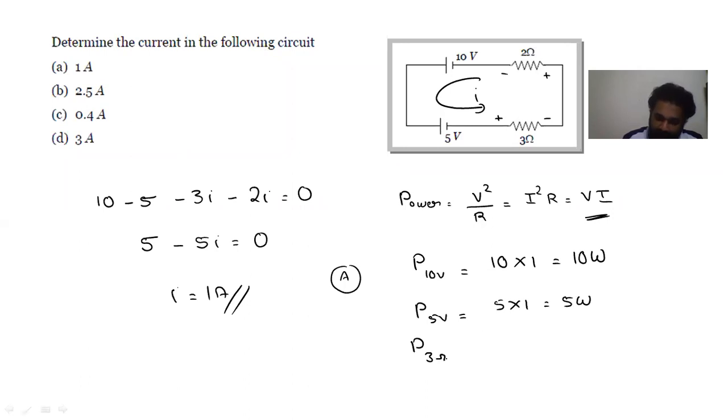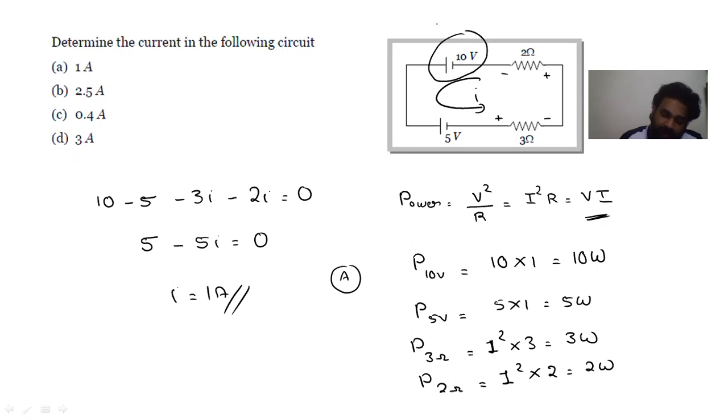Power across 3 ohm is nothing but I square R. So 1 square into 3, this is nothing but 3 watt. Power across 2 ohm is again I square into R. So 1 square into 2, this is again 2 watt. Here, this battery is the source battery, since its magnitude is greater, its EMF is greater. This is delivering 10 watt. Actually, this battery is giving 10 watt.